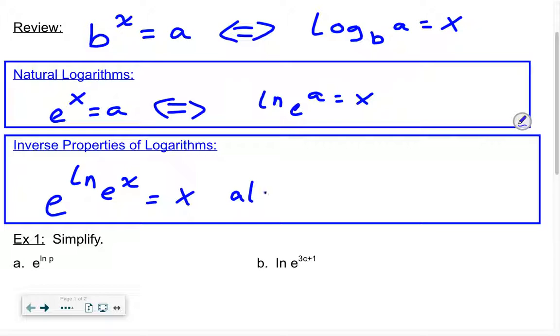The other one that we had was when the base and the of are the same, it's equal to our exponent. Because in this, again, what's our base understood to be? E. Therefore, the base and the of are the same, it's just equal to the exponent. You did this with the common log. Therefore, same thing with the natural log.